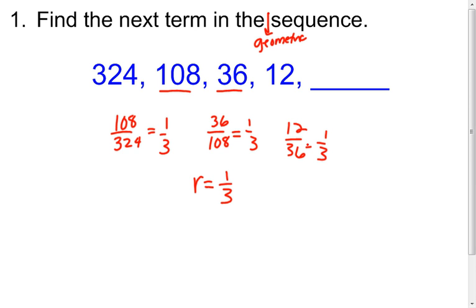So here we go. To find now the next term on the list, I know I have 12. To get to the next one, I will multiply by 1/3. 12, and by the way, multiplying by 1/3 is the same as dividing by 3. So 12 divided by 3 we know is 4. Okay?